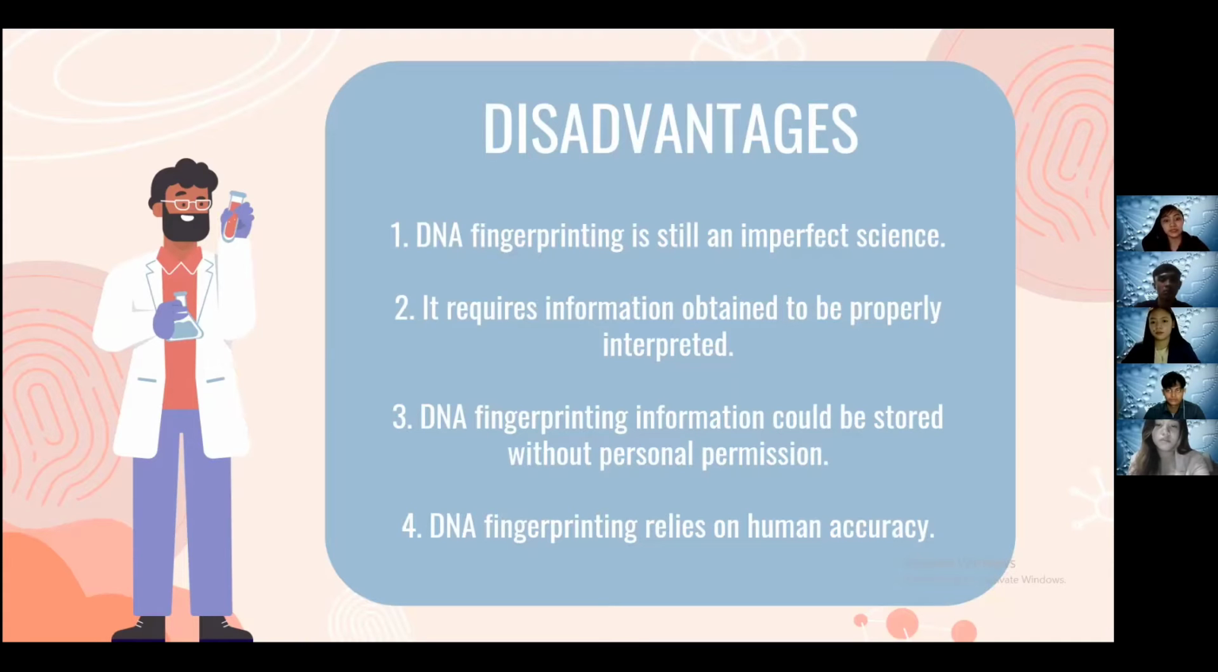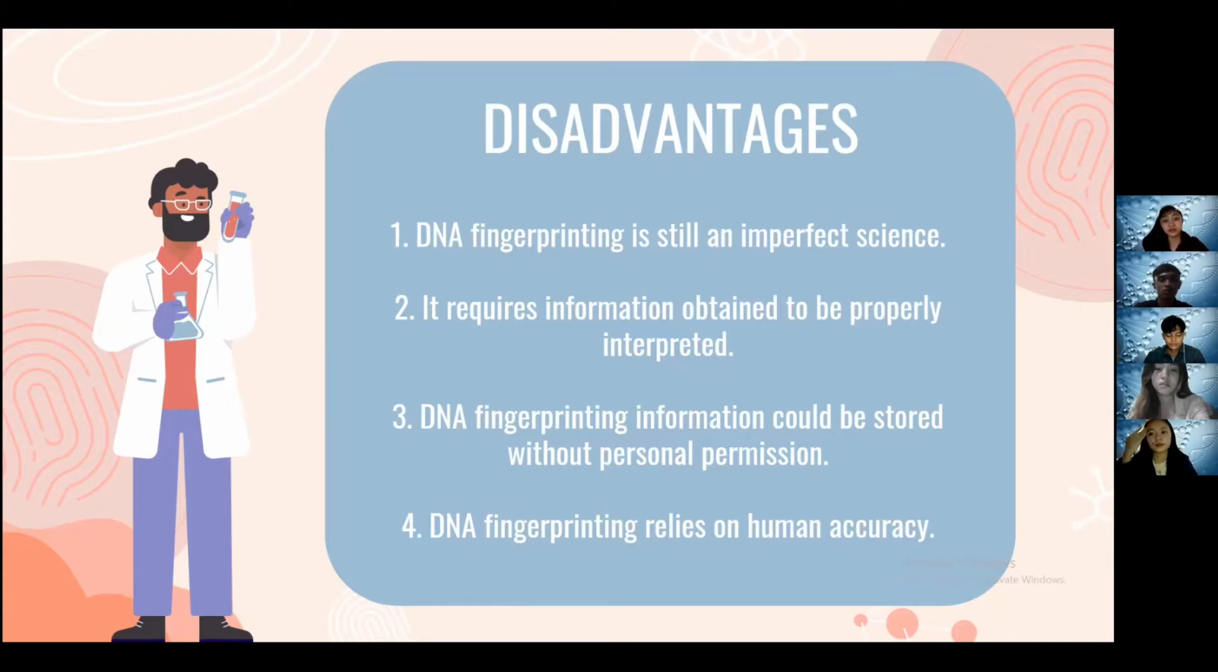3. DNA fingerprinting information could be stored without personal permission. When infants are tested for PKU in the United States, a blood sample is placed onto a filter paper card. The dried blood on these cards can be useful to maintain high levels of quality control at a laboratory. They can also provide public health benefits and offer assurance monitoring.